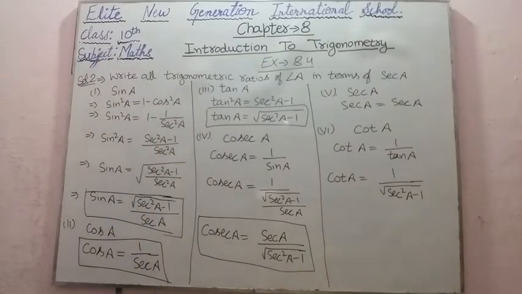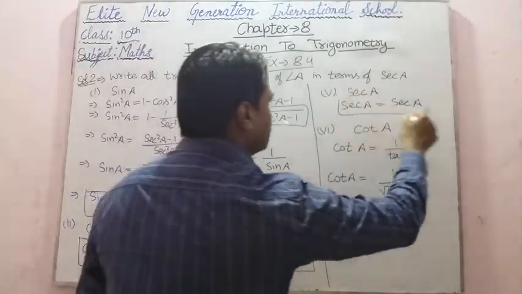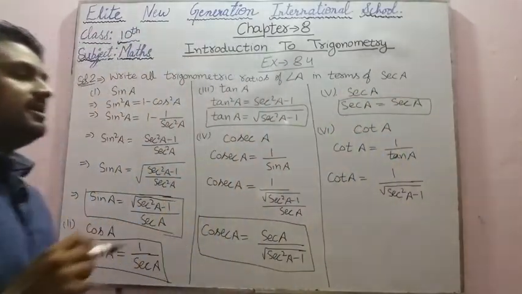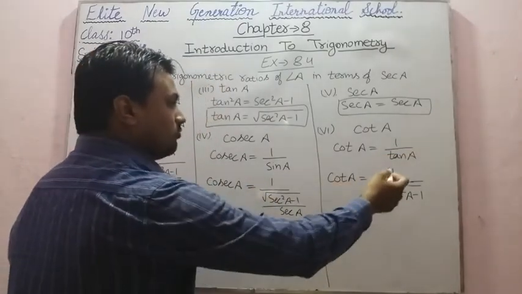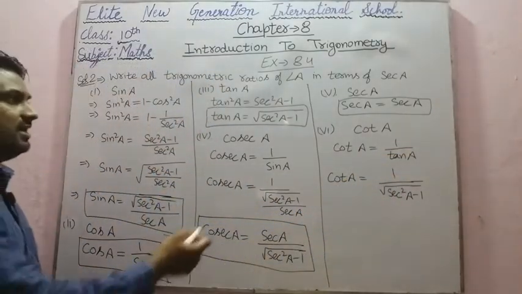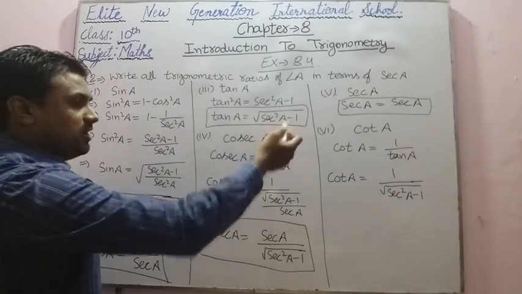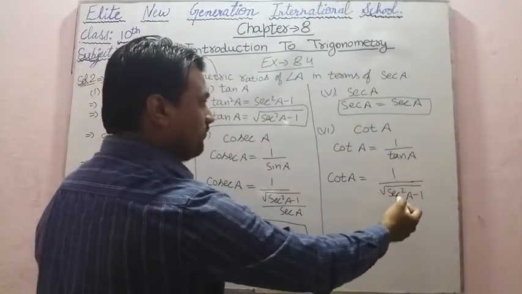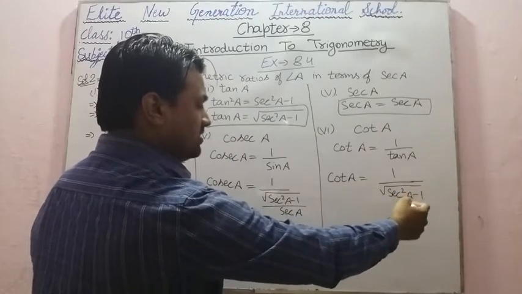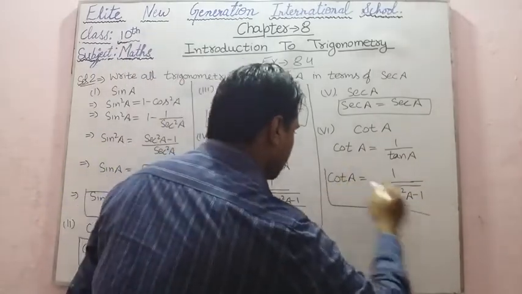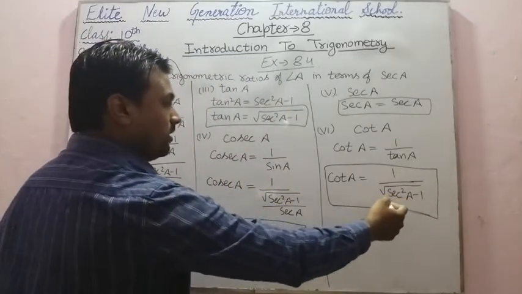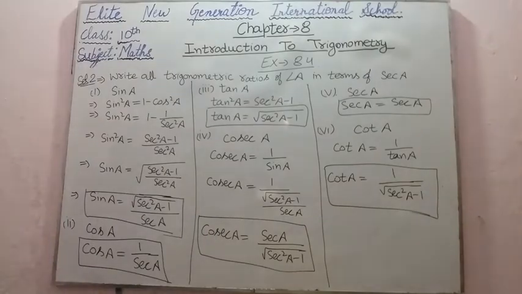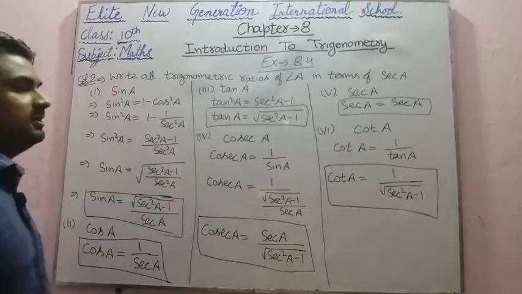Now the fifth part: as we know, sec A is equal to sec A. Now the sixth part, that is cot A. So cot A equals 1 upon tan A. As we have found, the value of tan A is under root sec square A minus 1, so we put that value of tan A. We can convert cot A in terms of sec A: cot A equals 1 upon under root sec square A minus 1. So in this way we can convert all the 6 ratios in terms of sec A.